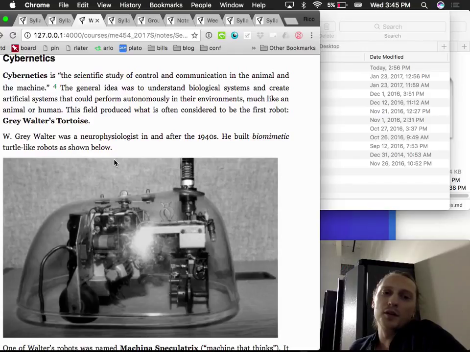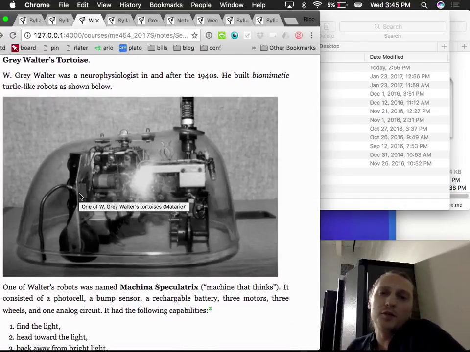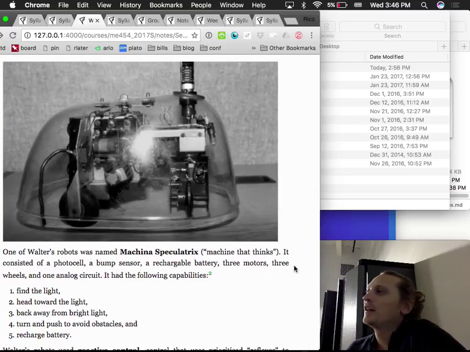W. Grey Walter was a neurophysiologist in and after the 40s. He built biomimetic, which means to copy or mimic biology, turtle-like robots as shown below. So this is a photo. One of Walter's robots was named Machina Speculatrix, which means machine that thinks. It consisted of a photocell, a bump sensor, a rechargeable battery, 3 motors, 3 wheels, and 1 analog circuit. So, not a lot. Notice no microcontroller was in it.